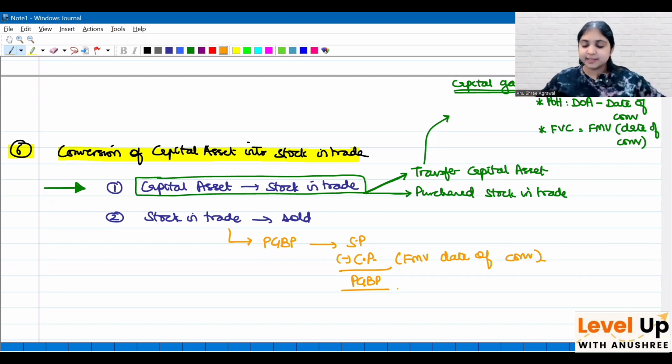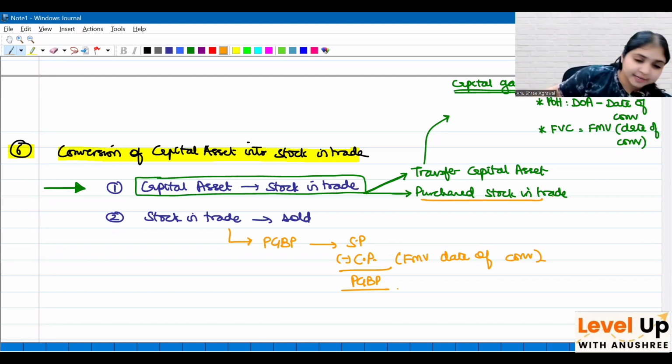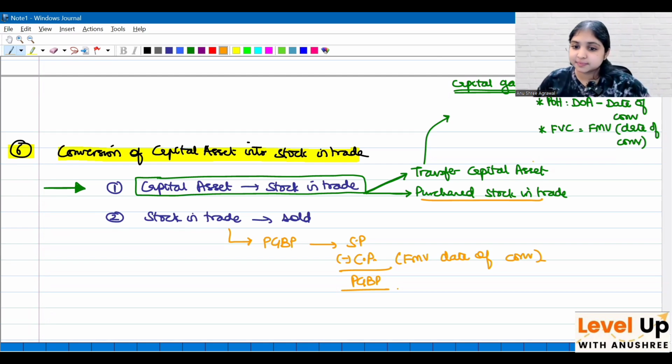Except one point, everything else covered. In reality, I did not purchase any stock in trade, but I am imagining, what if I had purchased stock in trade on the date of conversion? Then how much would I have paid? I would have paid the FMV. So whatever is the FMV on the date of conversion, that will become my cost price.